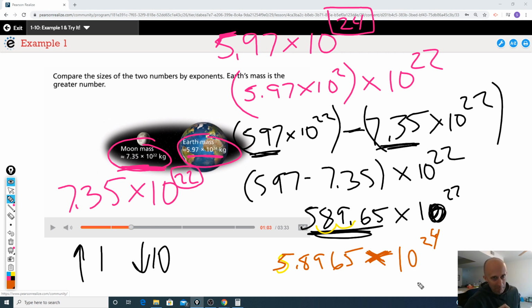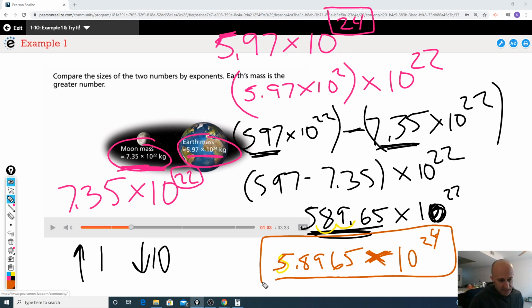It really is. So, this right here is your scientific notation. 5.8965 times 10 to the 24th kilograms. That would be the difference in the Earth's mass from the moon's mass.